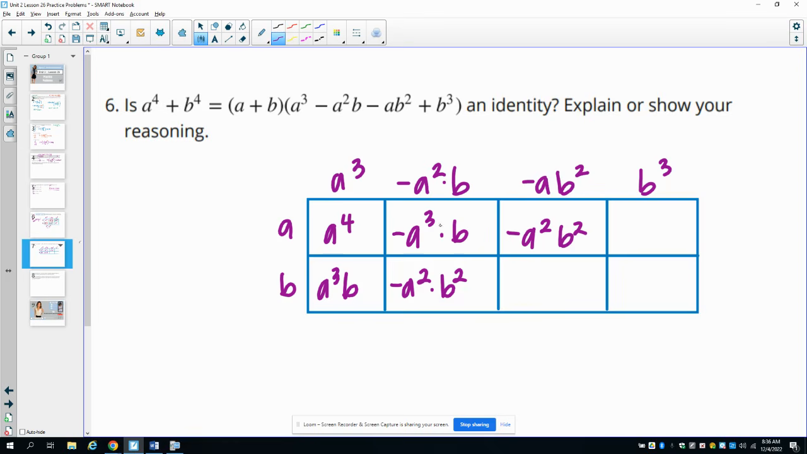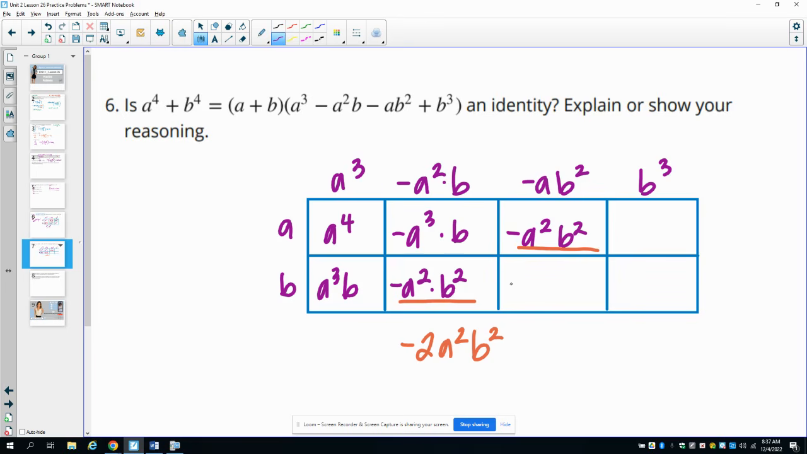And you could probably stop here because you can see that this isn't going to equal out to this. And you probably could have stopped here even because, I guess you couldn't stop here because this is going to cancel out. But if you take a look here, you've got negative A squared B squared, and you got negative A squared B squared. That's negative 2A squared B squared. And we don't see a term like that in here. So it's not canceling out here. And so you could stop there and say not an identity.